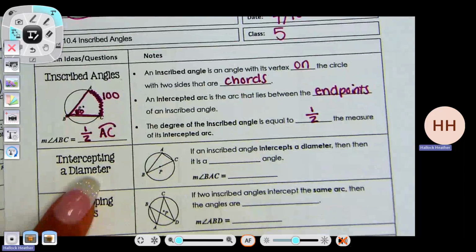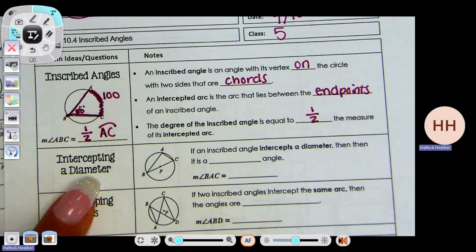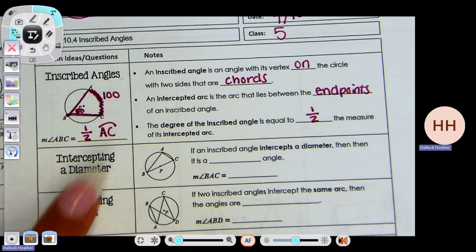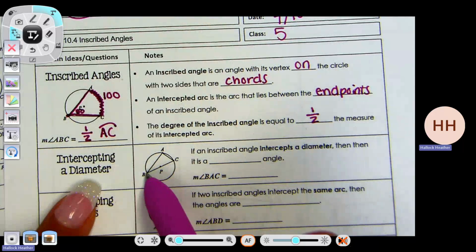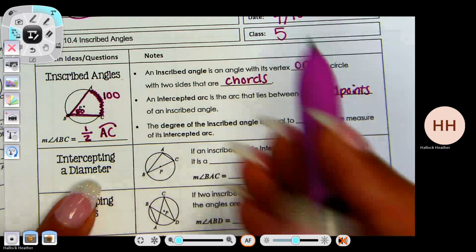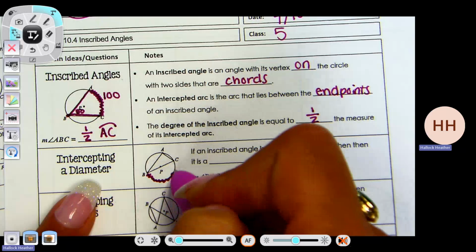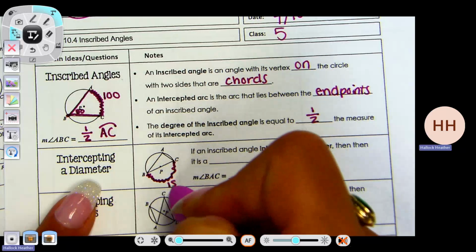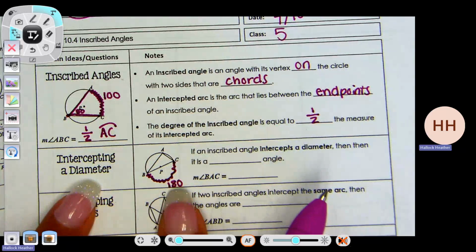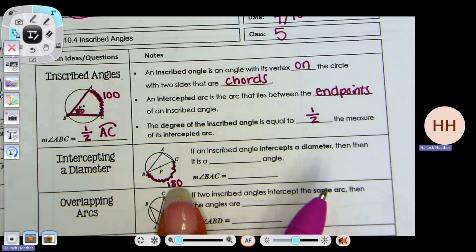Sometimes they won't give you any numbers at all. And then you're like, that's weird. Okay. The reason why is because they're giving you a diameter. So a diameter cuts something in half. How much is a full circle? 360. So if this was 360, I cut it in half. How much is half of a circle? 180. The reason why you know that's exactly 180 is because they put the diameter in there.